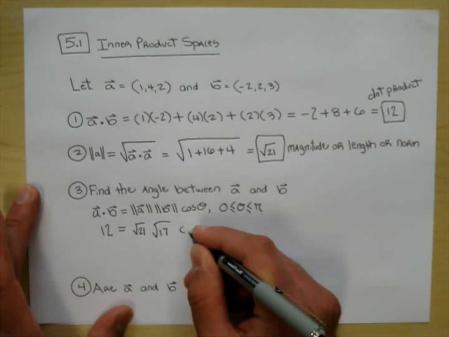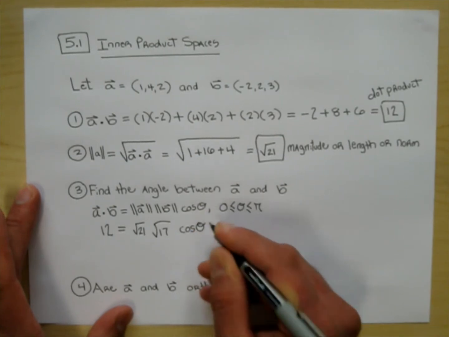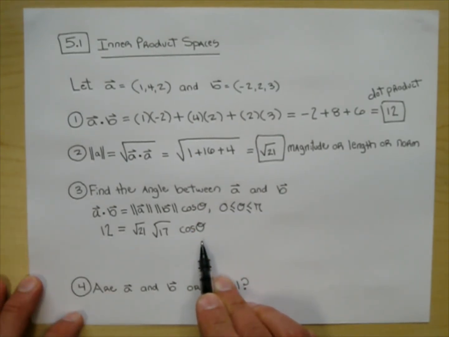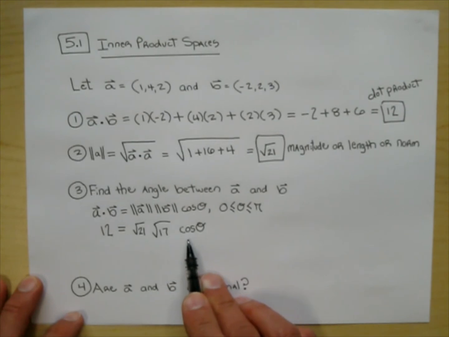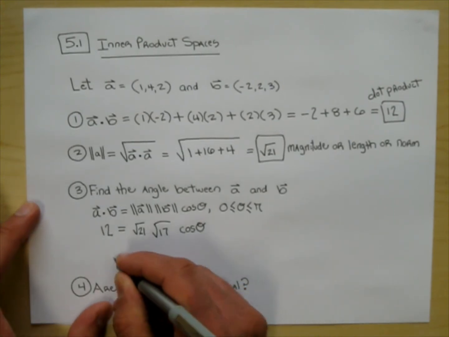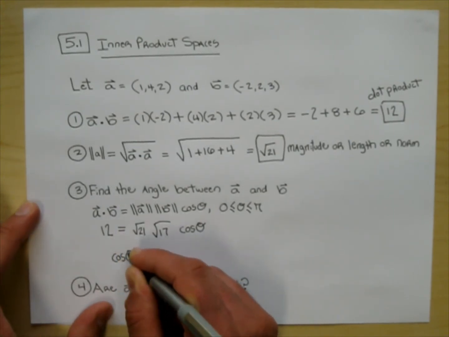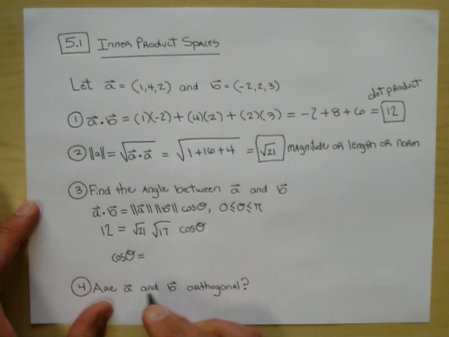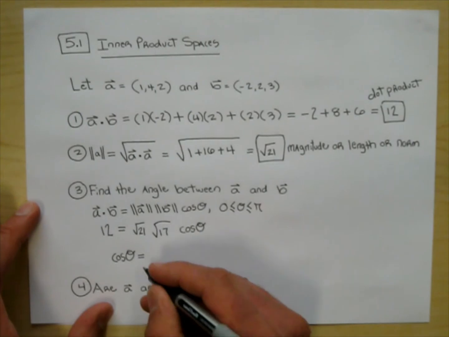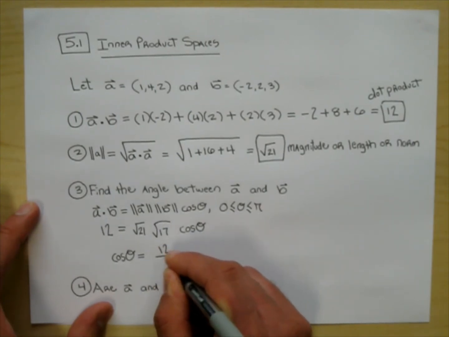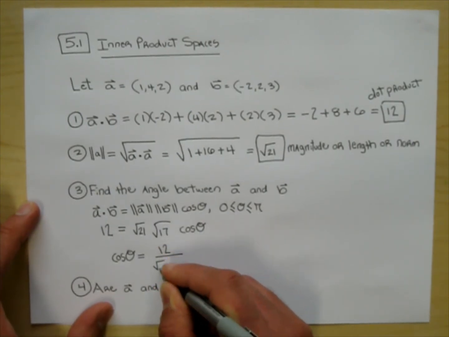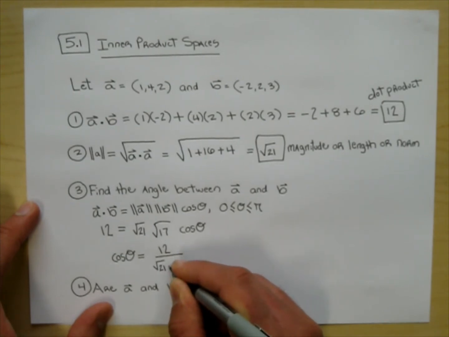Then we have the cosine theta, and that theta is what we're trying to solve for. But before we do that, we're going to solve for cosine theta. I'm kind of rearranging the equation as well. I'm going to divide both sides by root 21, root 17, so this is 12 over root 21, root 17.